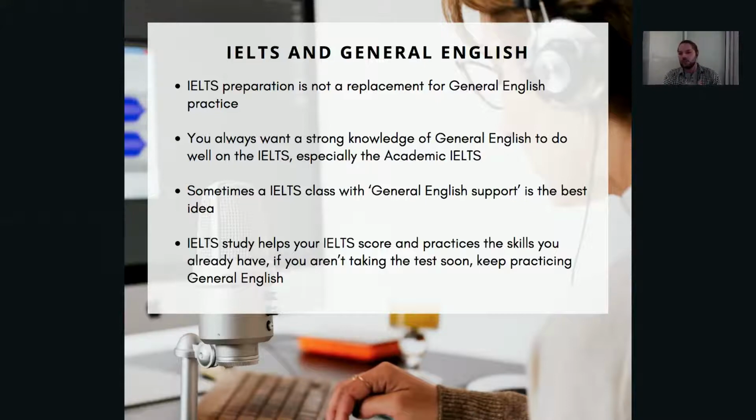Having that understanding is really what makes the difference between people who get the score and people who maybe struggle, take tests 3 or 4 times. Maybe they get lucky. There's a wide difference between these two groups, and that difference is general English help. The IELTS studying helps your IELTS score. It helps your IELTS strategies. It helps you understand the questions, but you're really practicing the skills you already have. If you're not taking that test soon, keep practicing the general English and become as advanced as possible.